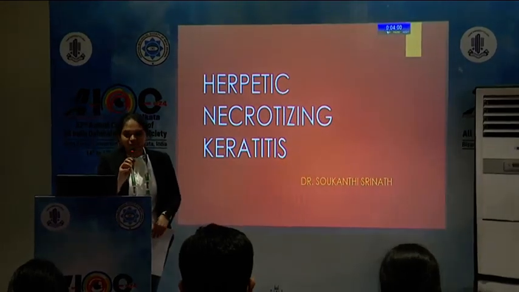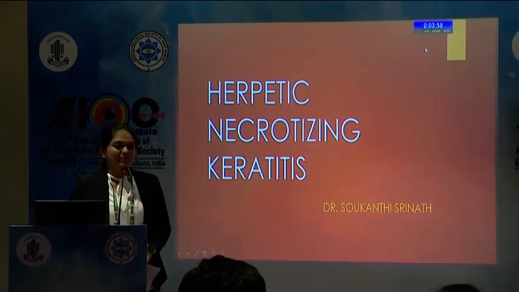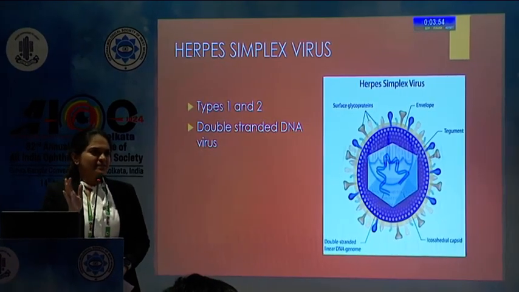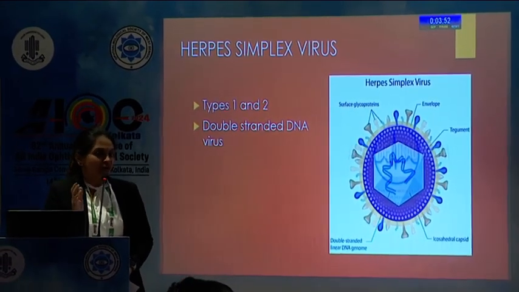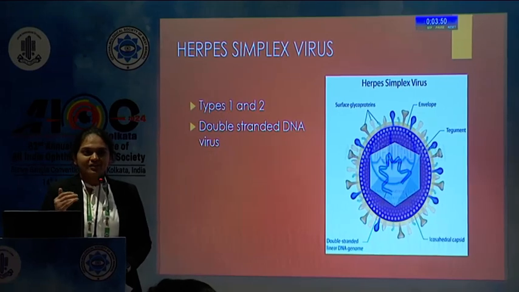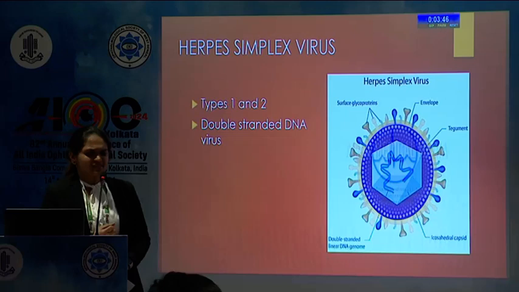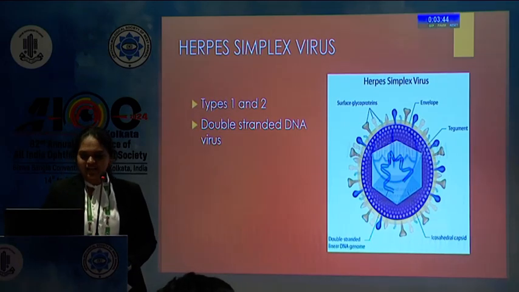A very good afternoon, everybody. Today I'm going to teach you about herpetic necrotizing keratitis. So basically, this herpes simplex virus is of two types, type 1 and type 2. Type 1 causes infections above the waist and type 2 below the waist. This is the picture of the virus. It has a double-stranded DNA.